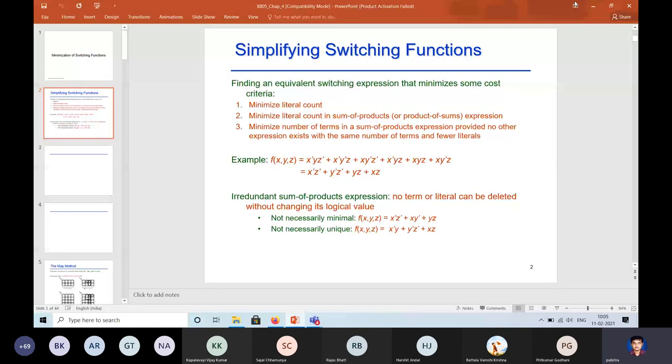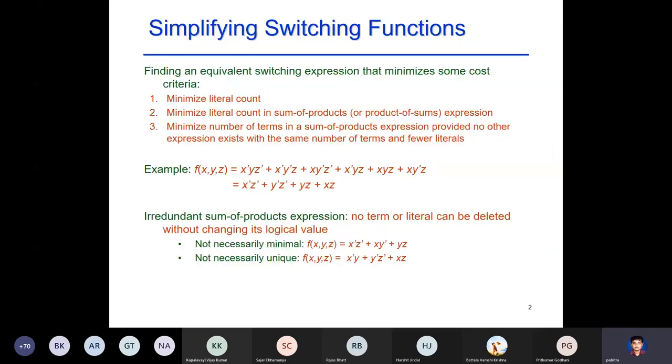Okay, and this minimization may be in terms of some cost criteria, maybe the number of variables that are used, maybe the number of terms in the sum of products or product of sums. So usually there is some kind of minimization. The motivation is that if you can minimize either the number of terms or the number of variables, you need a lesser number of gates to implement the corresponding circuit. So this is an important process that is done in any logic design process.